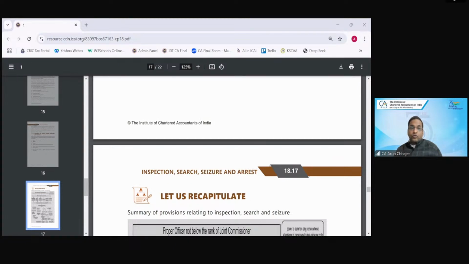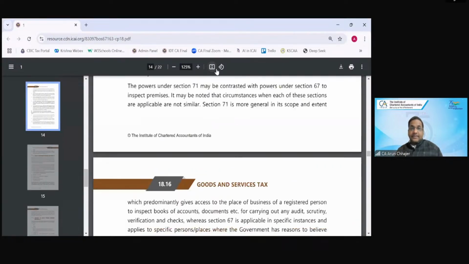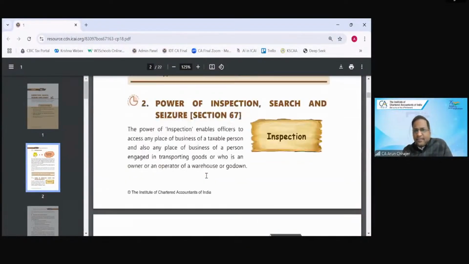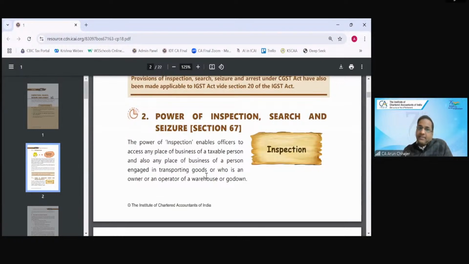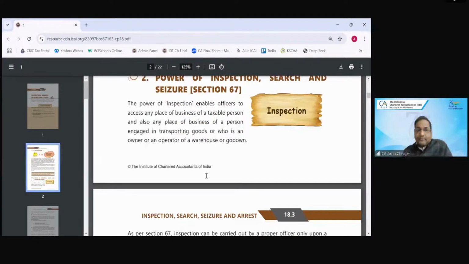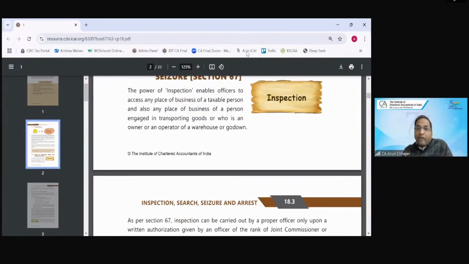Now let's move to one more discussion, that is inspection, search and seizure. Again, not too lucrative or interesting, but yes, we will do it in the same pattern so that the provision is remembered. The section is 67, the power of inspection, search and seizure. Power of inspection enables the officer to access any place of business of a taxable person and also any place of business of a person engaged in transporting the goods who is an owner or operator of the warehouse or godown.